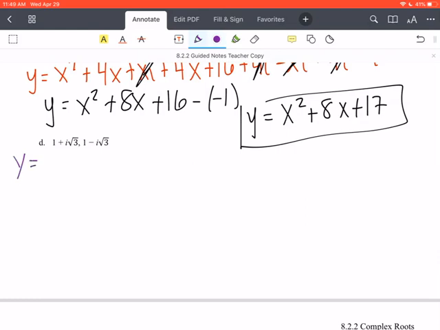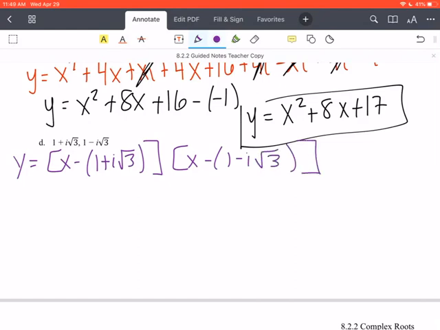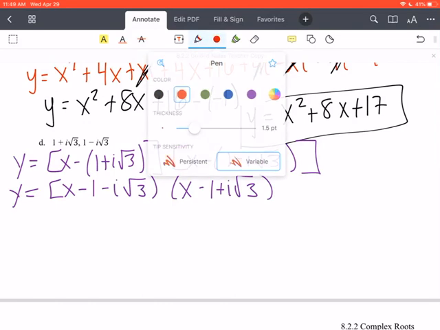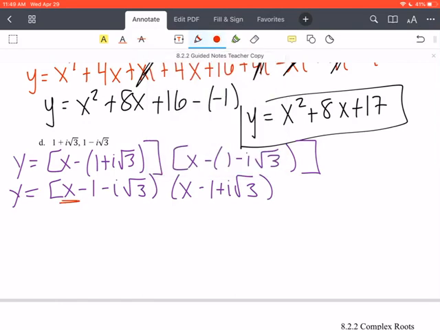So we have y equals the quantity x minus the quantity 1 plus i root 3. And then we have x minus the quantity 1 minus i root 3. Okay, distribute your negative. So we have x minus 1 minus i root 3. And then we have x minus 1 plus i root 3. Okay, now we need to do our distributing. So distribute the x first.